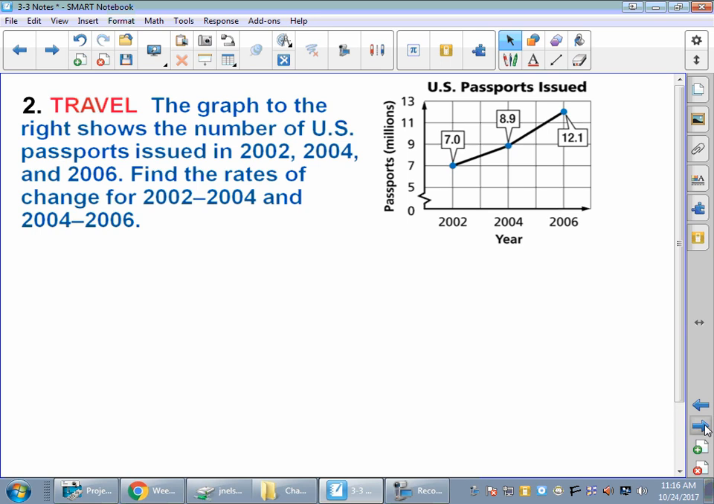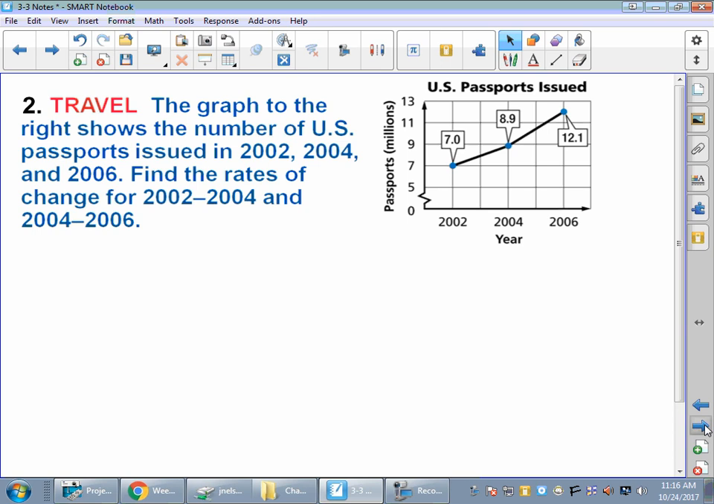Now, if you look at this graph, it really helps to understand what we're talking about by reading the title. So we're talking about the passports that were issued in the United States. On the bottom, we have the years that they were issued, and on the left-hand side, we have the number of millions of passports that were issued in those years.